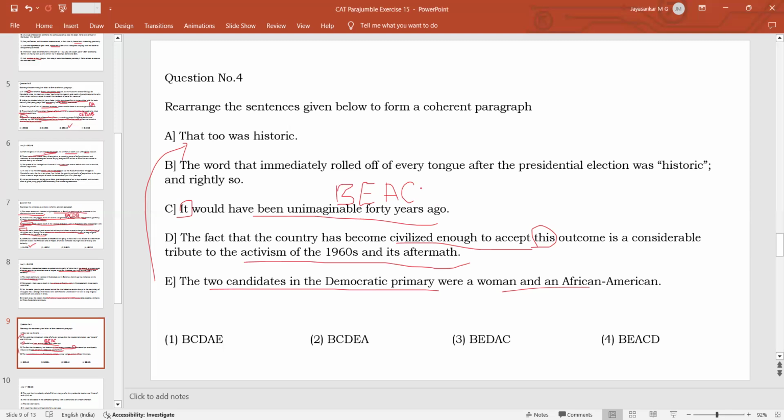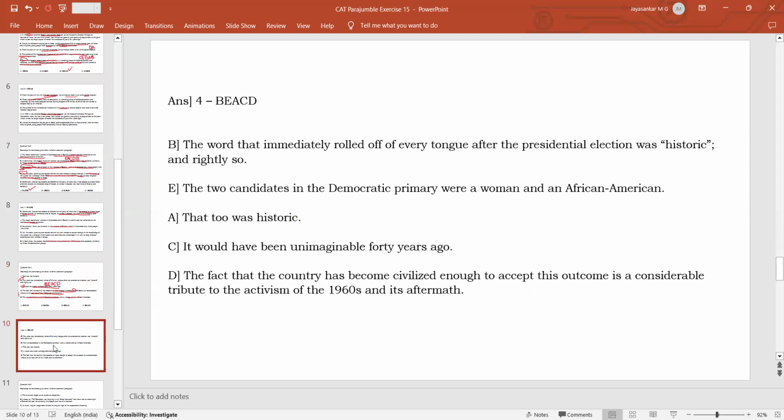So BEACD becomes a very good sequence. So first we talk about the historical aspect of the election, then the reason why it is considered historic, then another reason for it being historic, that too was historic because it would have been unimaginable 40 years ago. Then how the process has happened, the fact that the country has become civilized enough to accept this outcome. A, C, D will be the clear logical sequence for this particular question.